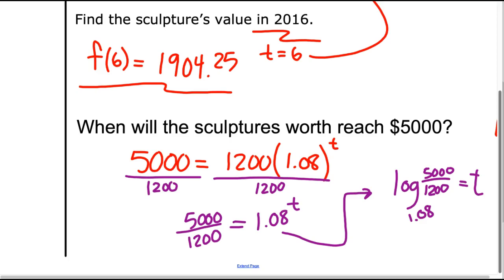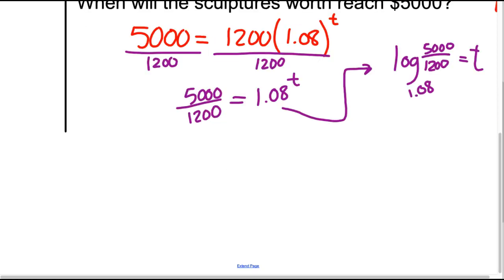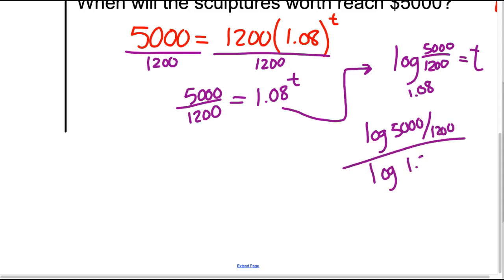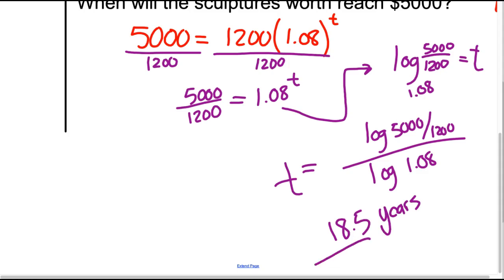And remember, some of you don't have a fancy calculator where you can change the base, so you might have to do this as the log of 5,000 over 1,200 divided by the log of 1.08, and use common logs for both. And that's going to equal your t as well, which Aaron, was what? About 18.5 years. Anyone have any questions, thoughts on that? Okay.